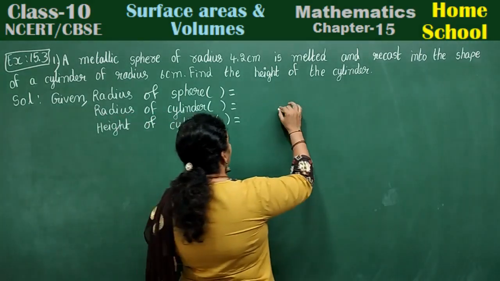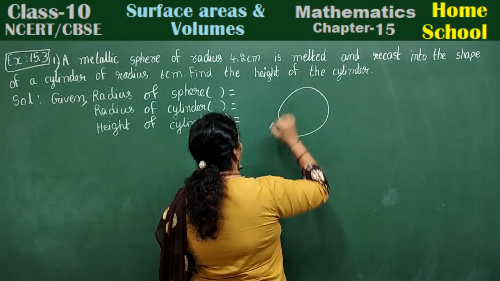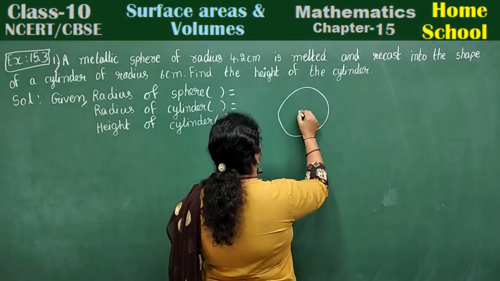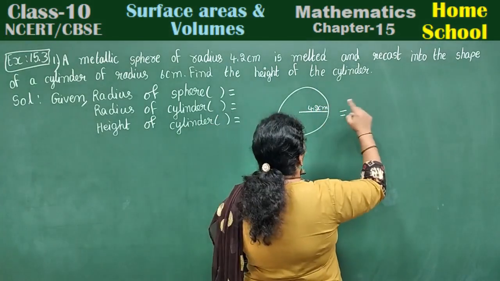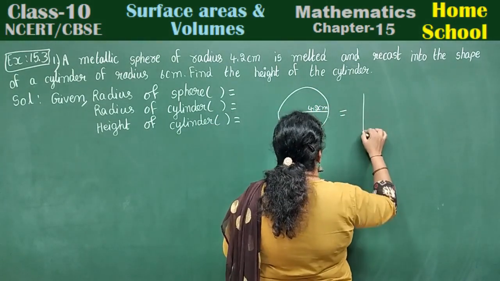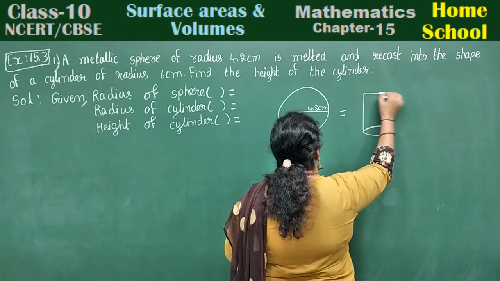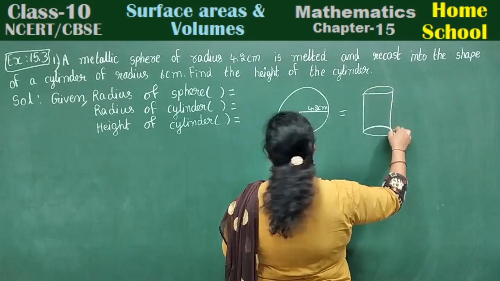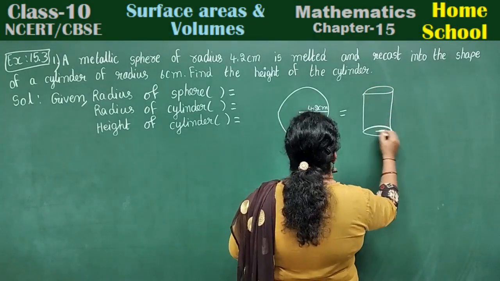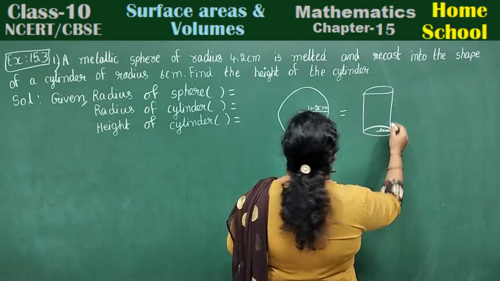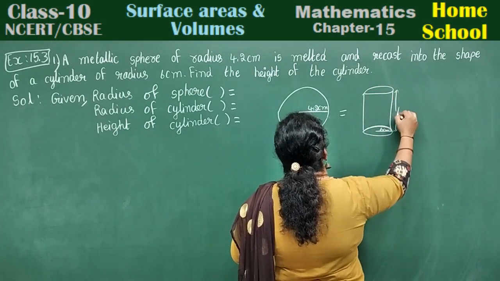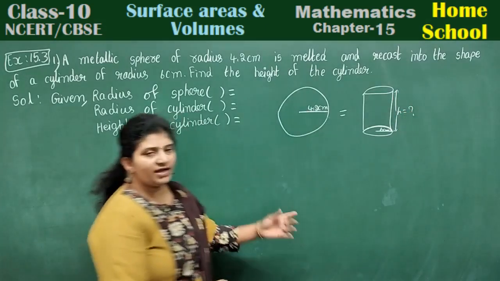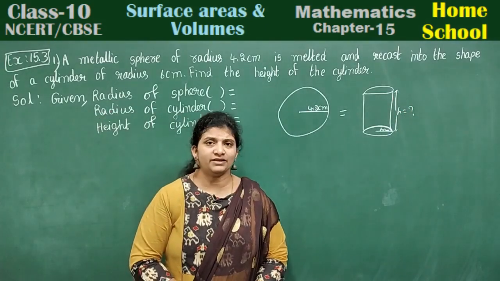Let us draw the figure. A sphere having radius 4.2 centimeters is melted and recast into the shape of a cylinder having radius 6 centimeters. Find the height of the solid. Let us understand the problem.